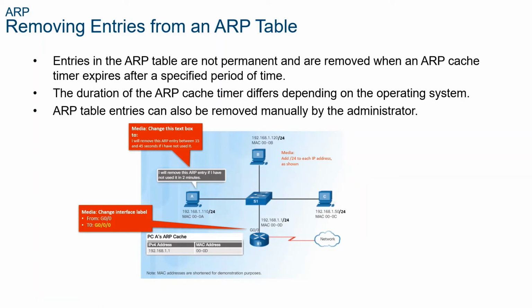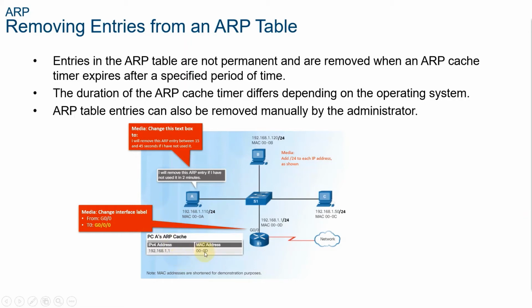Removing entries from the ARP table. For each device, an ARP cache timer removes ARP entries that have not been used for a specified period of time. The times differ depending on the operating system of the device. For example, newer Windows operating systems store ARP table entries between 15 and 45 seconds, as illustrated on this figure here. Take note that the MAC address was shortened for demonstration purposes.